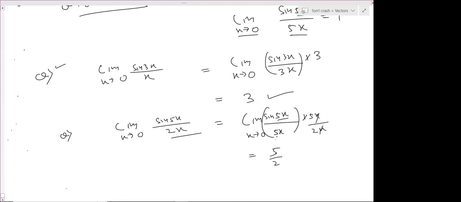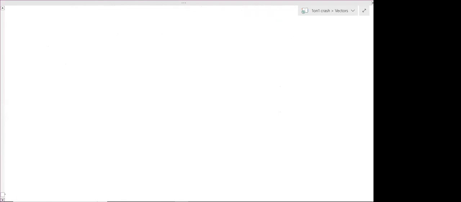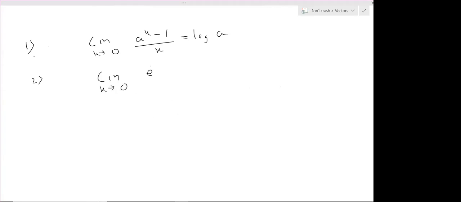All right. Now is it clear? Yes. All right. So few more formulas for today. Let me give them to you. Limit x tending to 0, a to the power x minus 1 upon x is log a. Limit x tending to 0, e to the power x minus 1 upon x is 1. Limit x tending to 0, log of 1 plus x upon x is 1. All right, note it down.